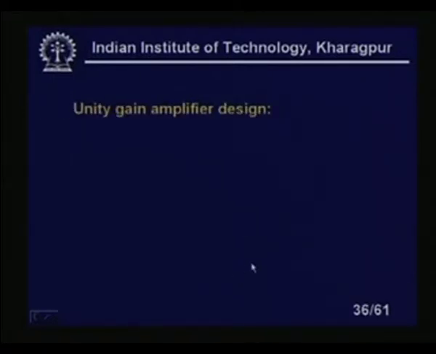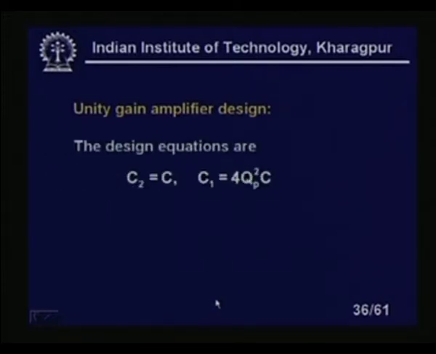Now, the unity gain amplifier design: the design equations are C2 equal to C and C1 equal to 4 q p squared C. Now, see, if q p is 1, the capacitor spread is not that much, but if q p is 10, which is not very uncommon, in that case the capacitor spread will be extremely high.